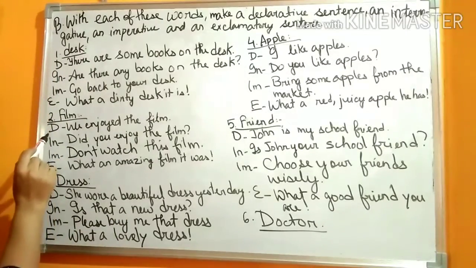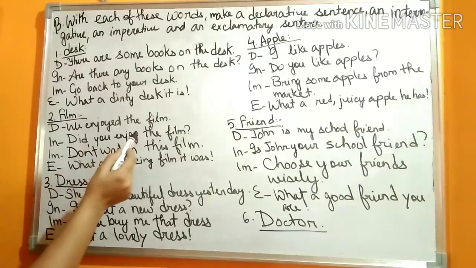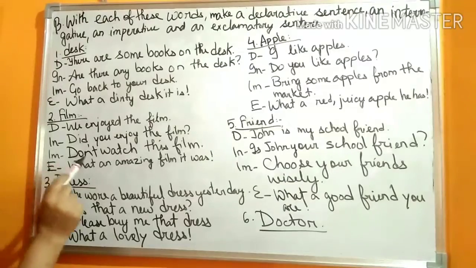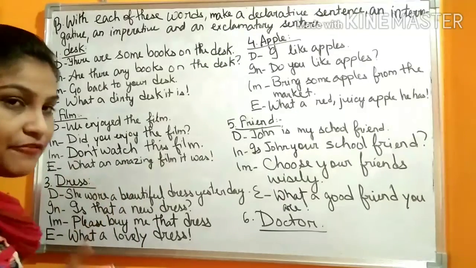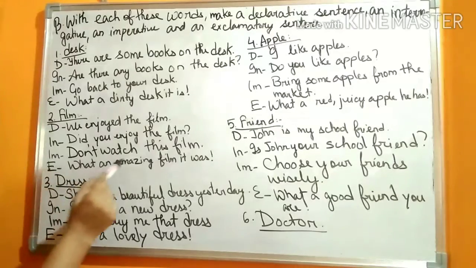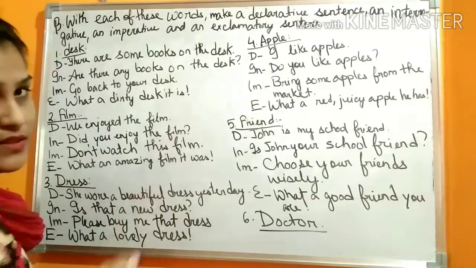Next, film. Declarative, you can write we enjoyed the film. Interrogative, did you enjoy the film? Imperative, don't watch this film. This is what? Advice. Don't watch this film or that film. Exclamatory, what an amazing film it was.